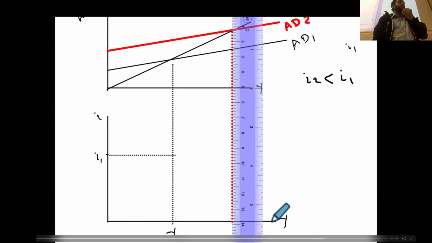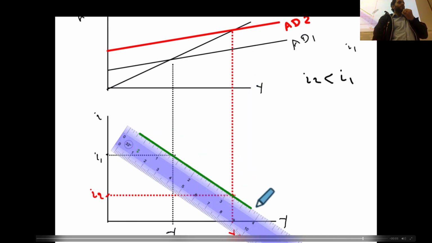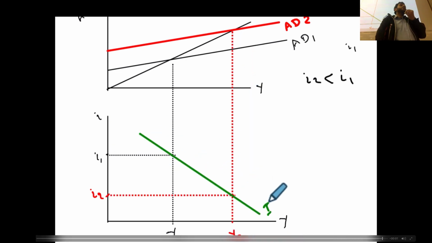All I need to do now is identify these two points. We know that I2 is lower than I1, and now we know where the equilibrium point for Y is, which is Y2. Connecting these two points basically gives you the IS curve. Okay, that's what we did last time.